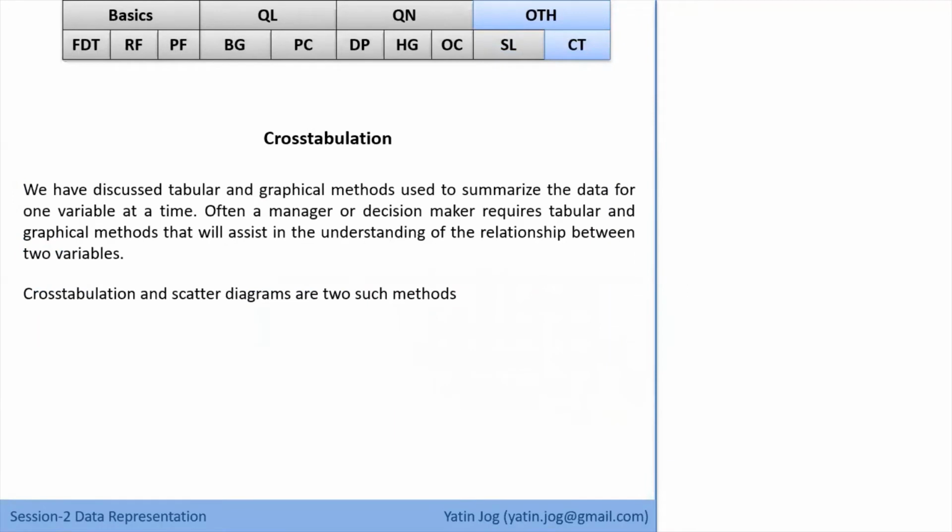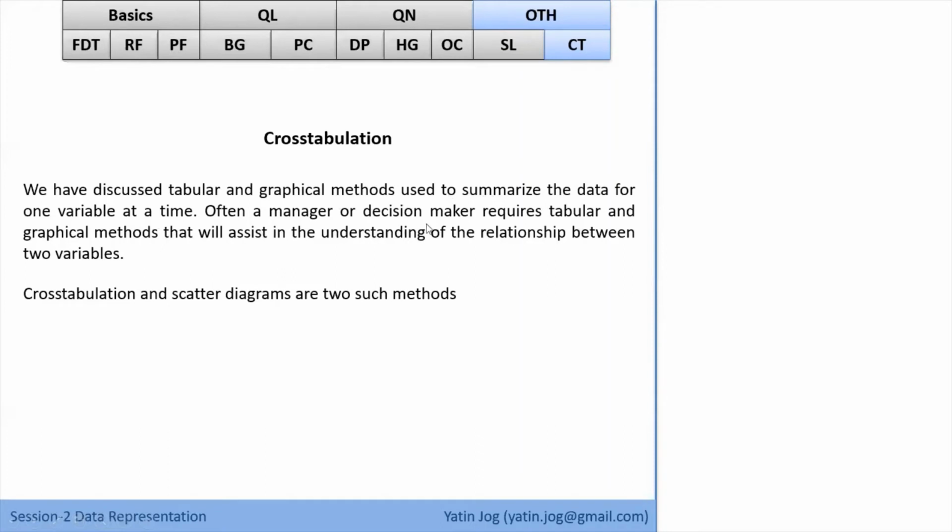Now, whatever data representation techniques we have discussed, like frequency distribution table, relative frequency, percent frequency, bar graph, pie chart, then dot plots, histograms, Ogive curves, all these are useful when we are dealing with only one variable, only one data set. But generally in reality, we have to deal with multiple variables, at least 2 variables. So we have discussed tabular and graphical methods used to summarize the data for one variable at a time.